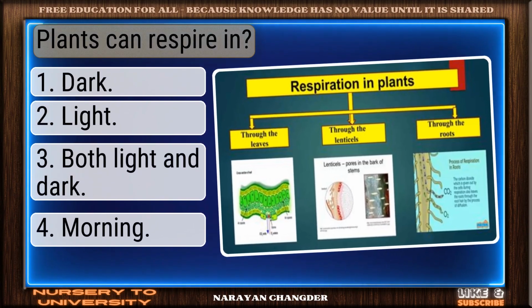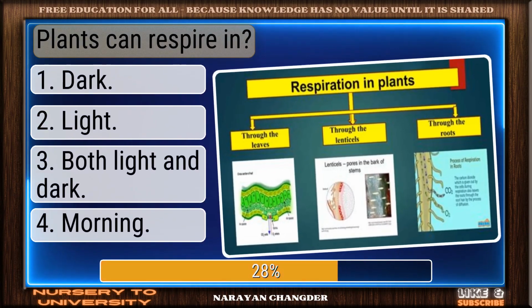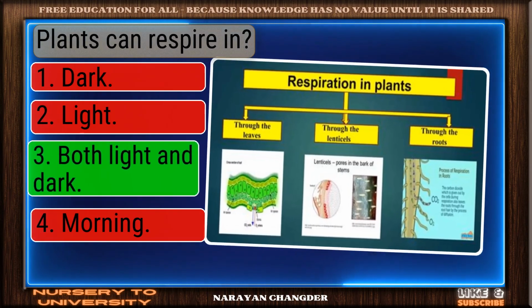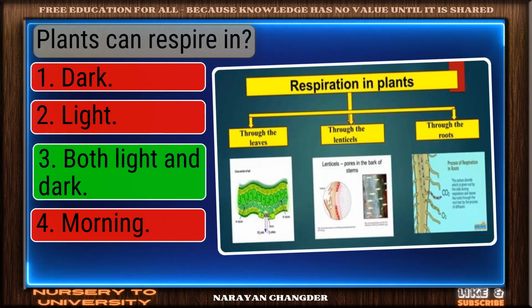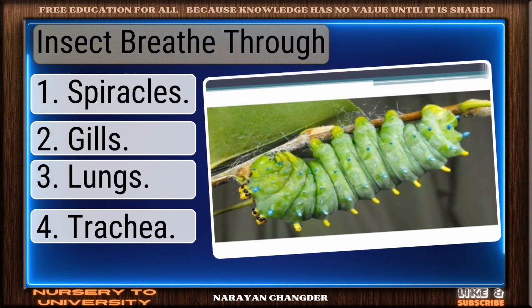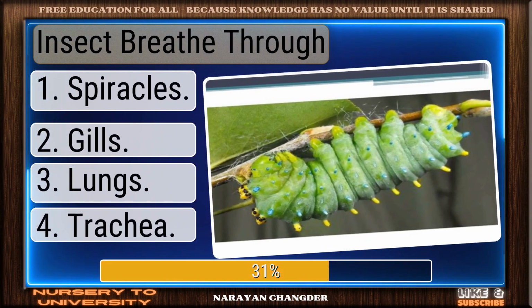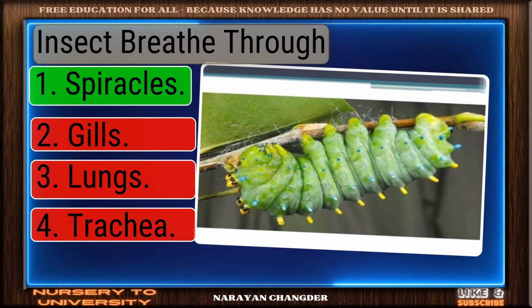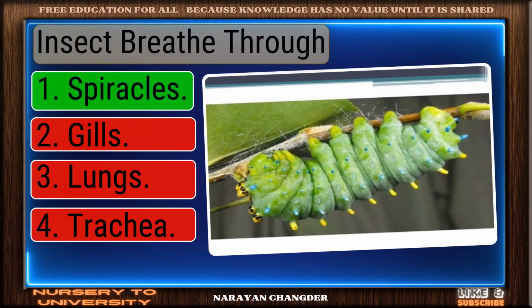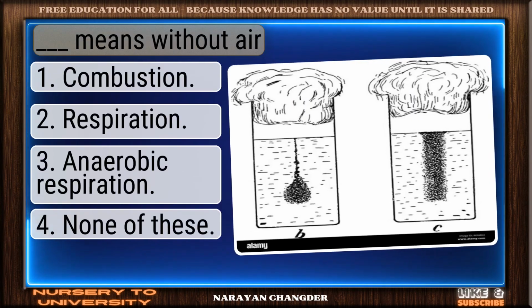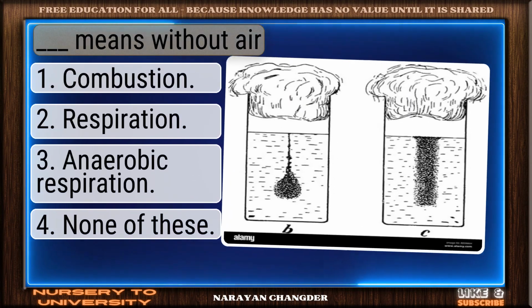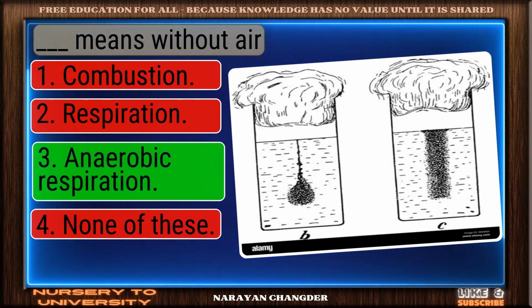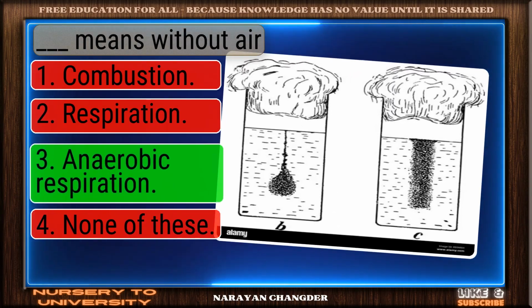Question number 271. Plants can respire in? Smart pick. Both light and dark is the correct choice. Question number 272. Insects breathe through? Clear logic. Your choice spiracles is sound and 100% true. Question number 273. Dash means without air? Correct. Anaerobic respiration is the right answer.